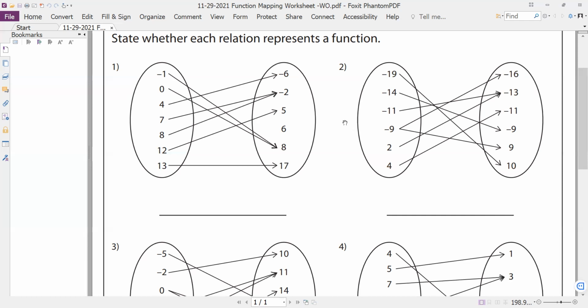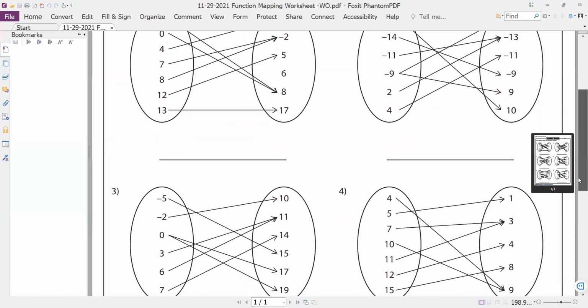So everything else is a 1-to-1, but minus 9 is mapping to 2 different outputs. One is a minus 16. One is a 9. Okay, I got it. You got it? Let me check on the next one. So yes, number 1 is a function. 2, no, is not a function.